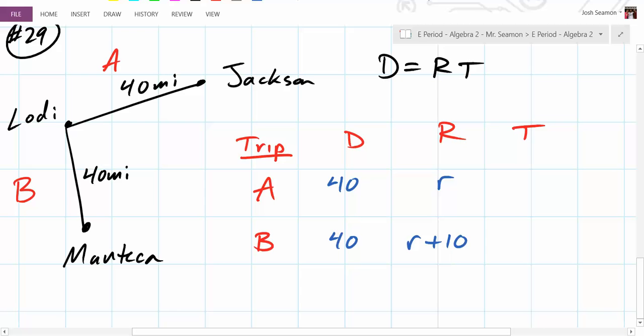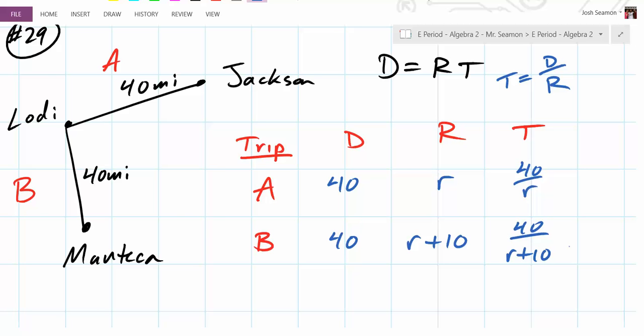So what does that mean time is equal to? D over R, right? Time is equal to D over R. In this case, what's the time going to be right here? 40 over R. Very good. And what's the next one going to be? R plus 10. Okay, so we filled in the chart with only one variable. That's great. You want to avoid adding variables if you can.